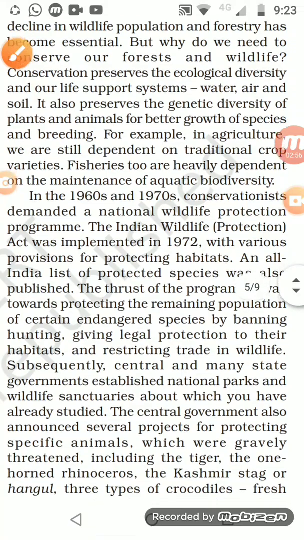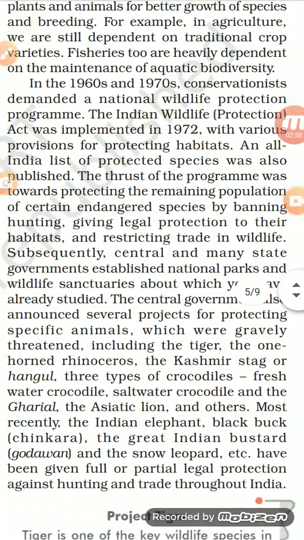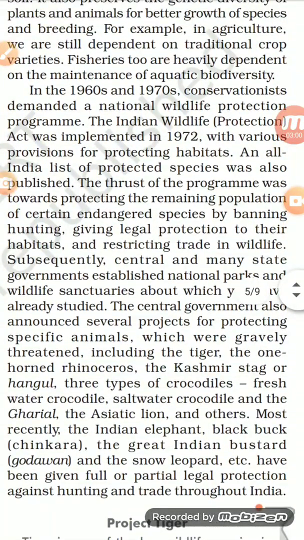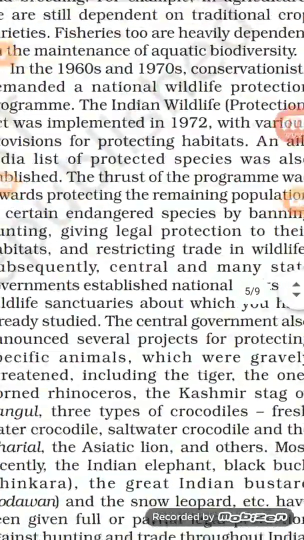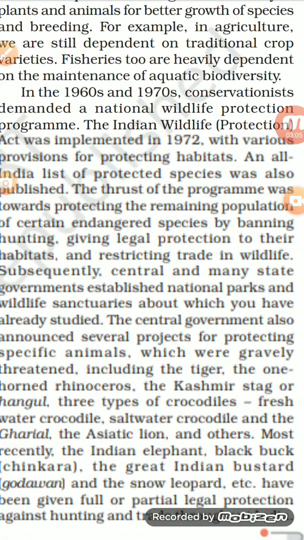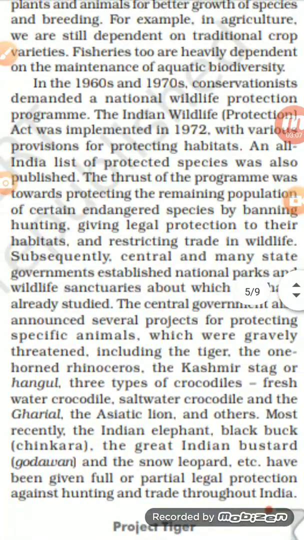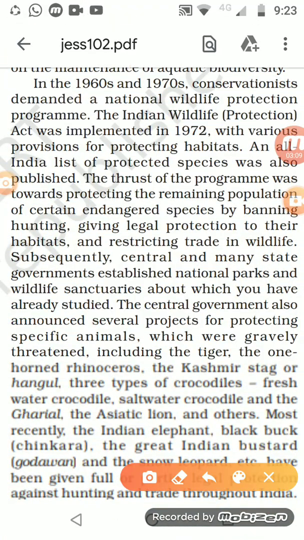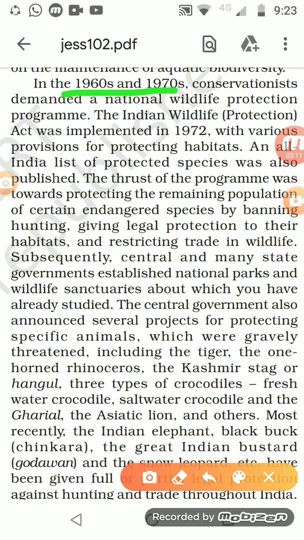Now just see, it is very clearly mentioned here, the initiatives that have been taken by the environmentalists and the people who highlighted the environment in the 60s and 70s. What steps have been taken? Please children, this is very important from the GK point of view. The Indian Wildlife Protection Act was implemented, and various provisions were there.